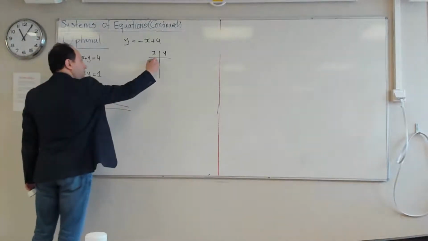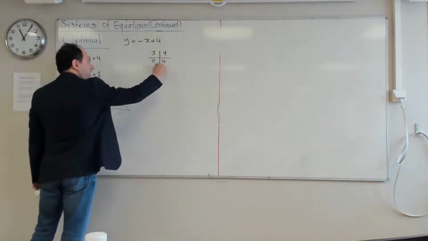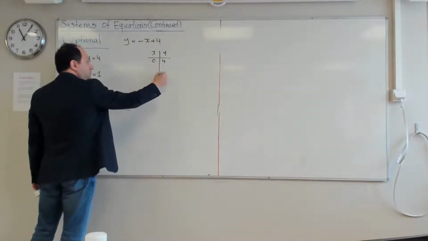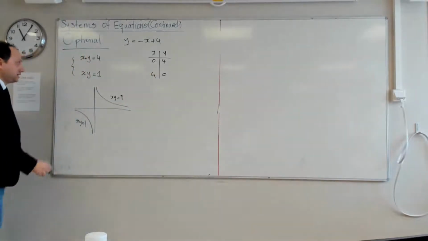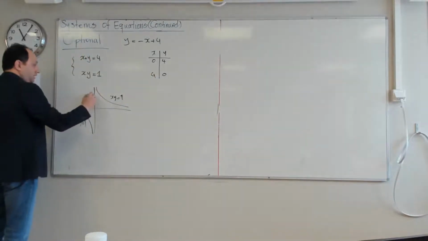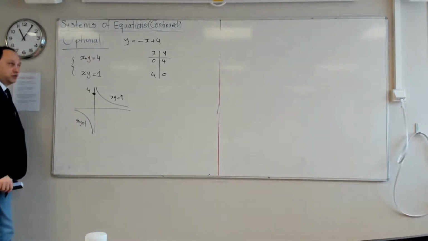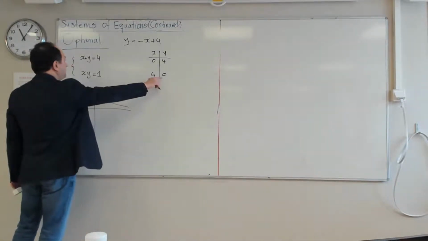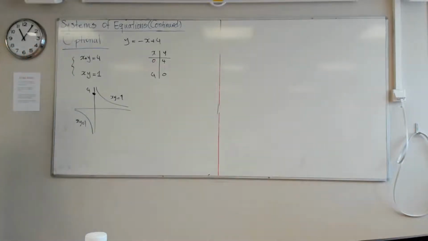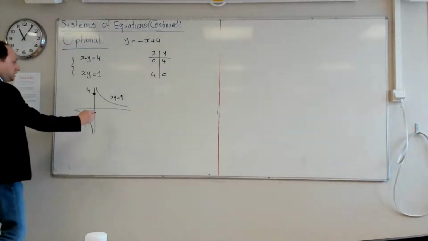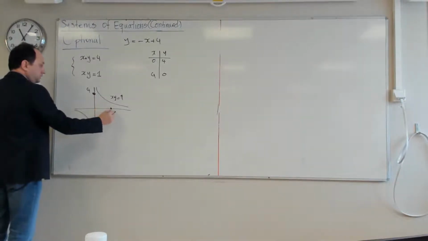So I put x equal to 0. What is y? 4. And I put y equal to 0. What is x? 4. So it means that these 2 points, yes? 0 and 4 is somewhere here. Even I don't care what that is. But I would assume that this is 4. And then I have y equal to 0 and x equal to 4. So this is here. If this is 4, this is also 4.